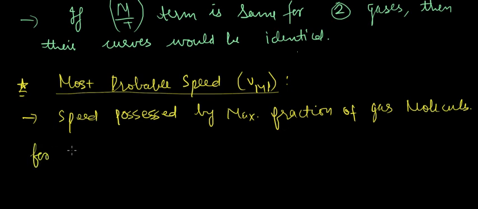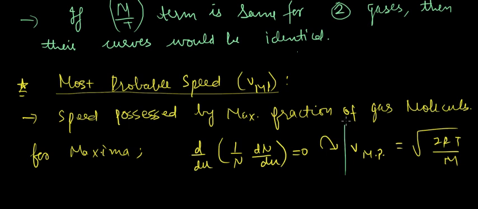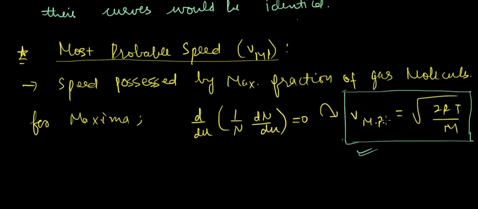For maxima, we can have that d upon du times 1 upon N dN by du should be equal to 0, and when we actually solve this equation, we get VMP as root of 2RT upon M. The recommendation is to directly remember the formula and not derive it again and again in the actual examination, because the derivation is of less importance in this case. Just directly remember the formula of VMP.